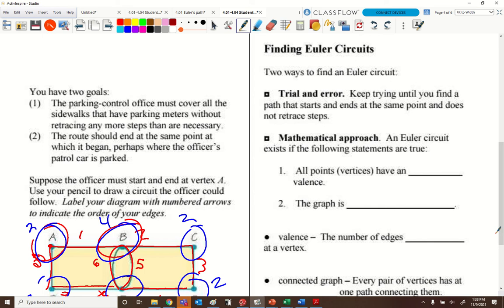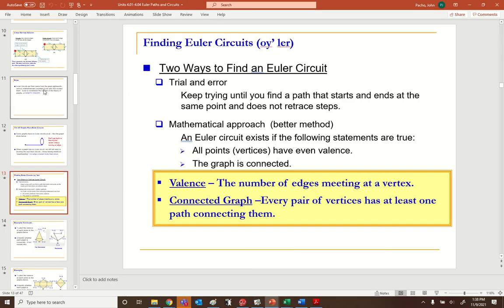But the mathematical approach: a Euler circuit exists if the following statements are true. Now, I'm going to pull up my definitions here so you can see my statement. There you go. So your notes have this as fill in the blank. So we're right here, mathematical approach. You're going to fill in the blanks for these because your notes are fill in the blank. So I want you all to fill in the blank.